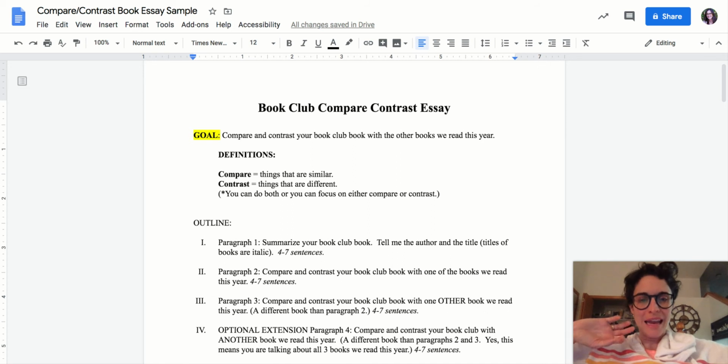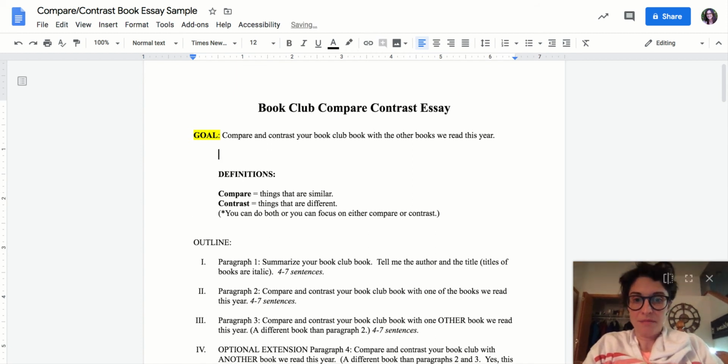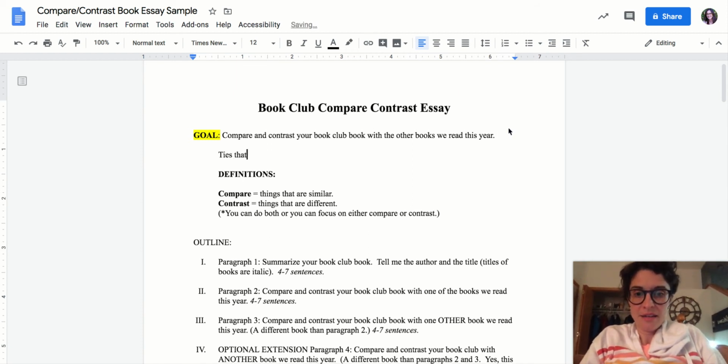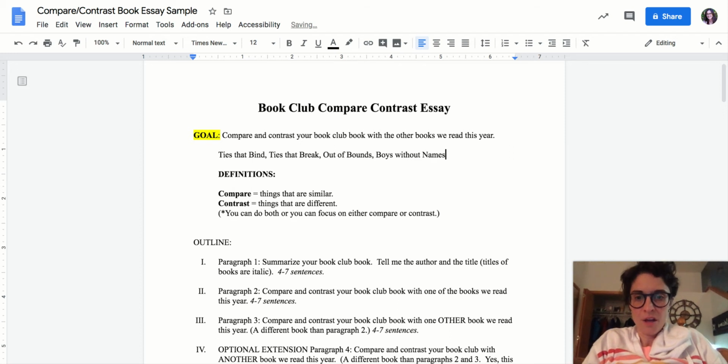So we are beginning a small writing assessment, smallish, a couple of days, where you're going to be comparing and contrasting the book you read in your book club with the other books we have read this year. We read Ties That Bind, Ties That Break, Out of Bounds, and Boys Without Names. Okay? I will add those in here.